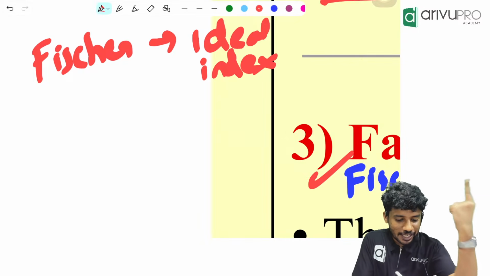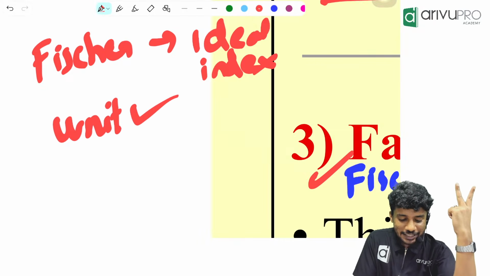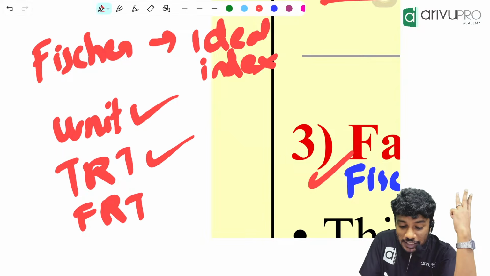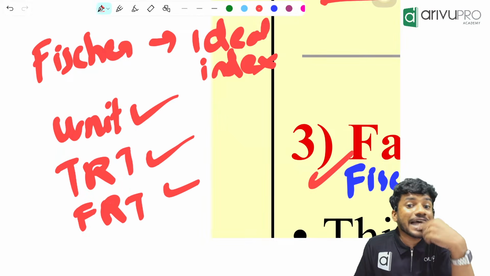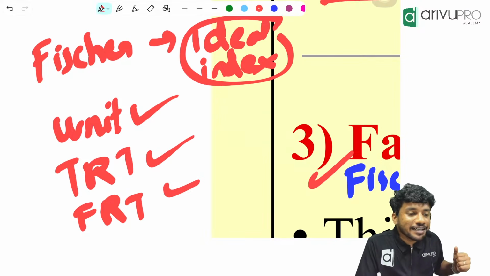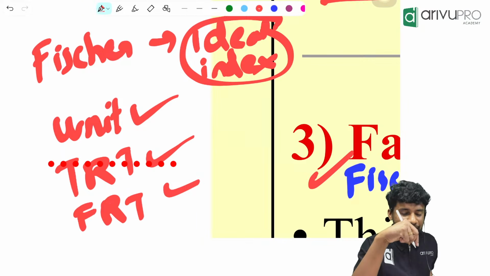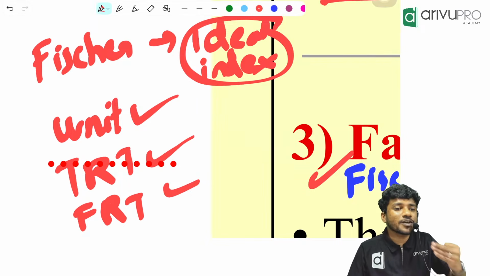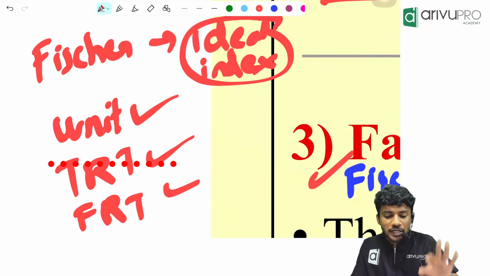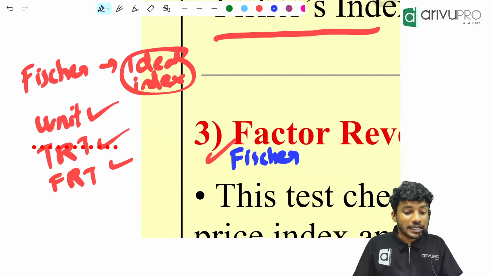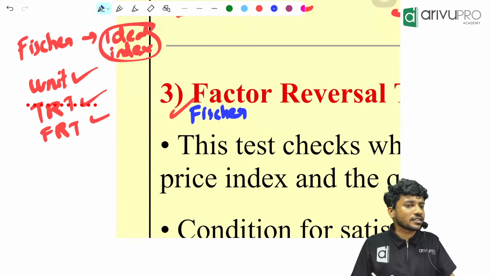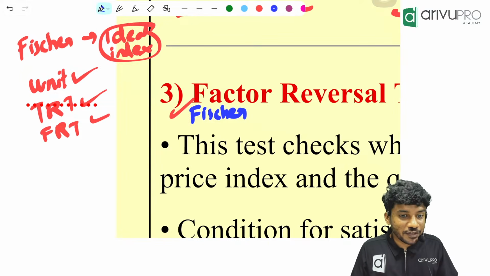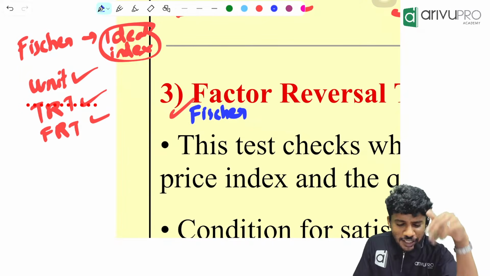Okay, he is our superstar over here. Fisher's ideal index number, he satisfies unit test, time reversal test, factor reversal test, all the three things. That's why he is called what, people? Ideal index number. That is the major reason. Why is Fisher called ideal index number? Unit test, time reversal test, and factor reversal test are satisfied by Fisher. Then my question for all. The next one is, will Paasche satisfy factor reversal test? No. Laspeyres satisfies it? No. Bowley satisfies it? No. Marshall satisfies this? No. None. Literally no one satisfies factor reversal test.